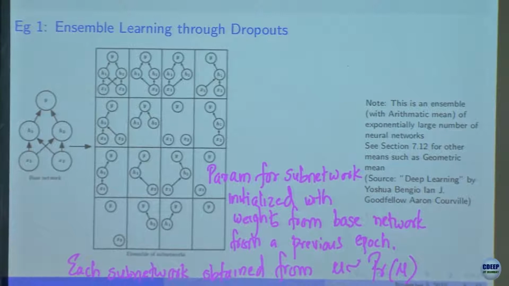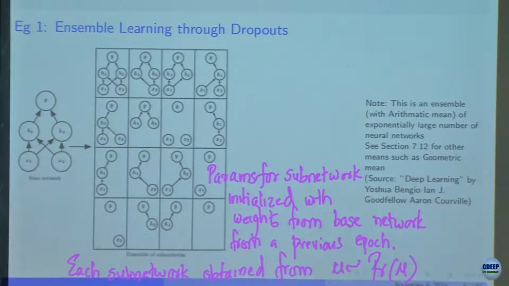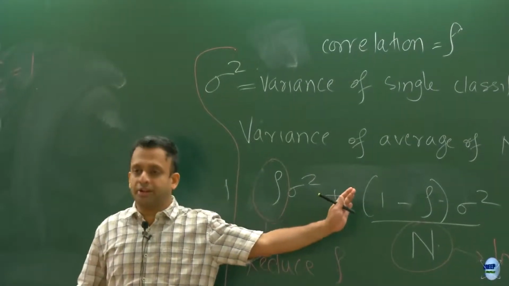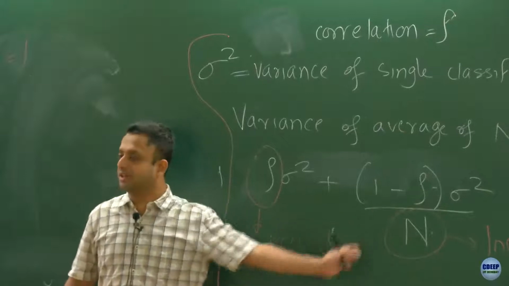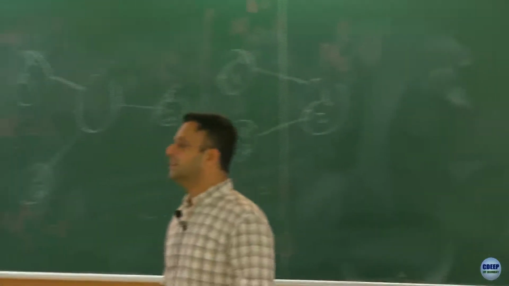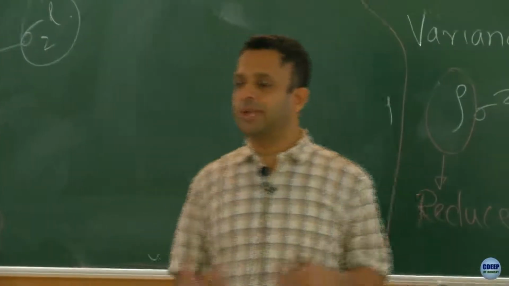Okay, the parameters for the subnetworks are initialized with weights from the base network from a previous epoch, a previous iteration. So their weights are basically shared, or not completely independent. As I said, each of these will become an approximation to what we are targeting. So they are not completely uncorrelated, but in the process we would still expect a reduction in variance. To the degree to which they are correlated, to that degree we will not have the desired reduction. But there is an attempt to get some reduction.